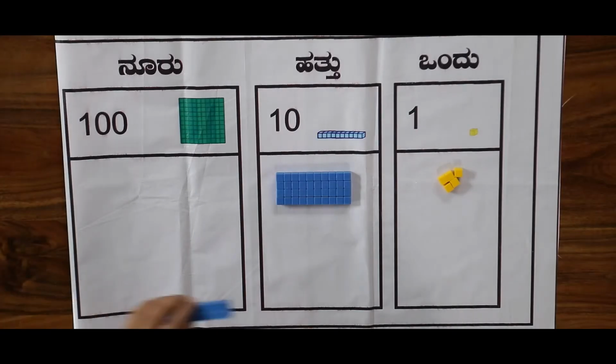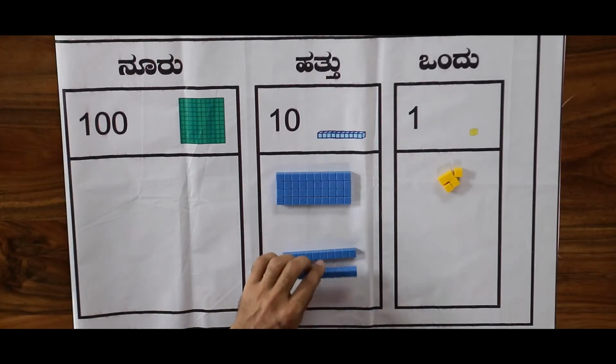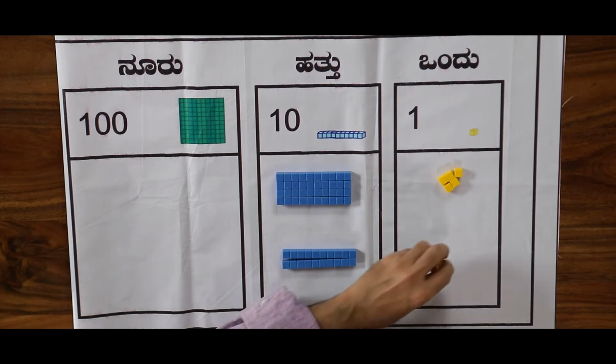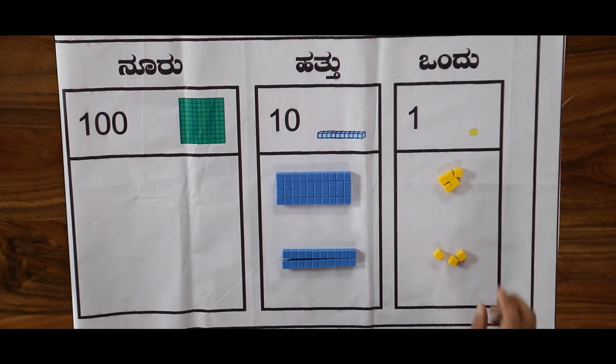Give me one more number. 23. Okay, let us arrange 23 now. What am I doing here? 1 ten, 2 tens, 1, 2, 3 units. What will I do now? I will assemble these in the space for each place.